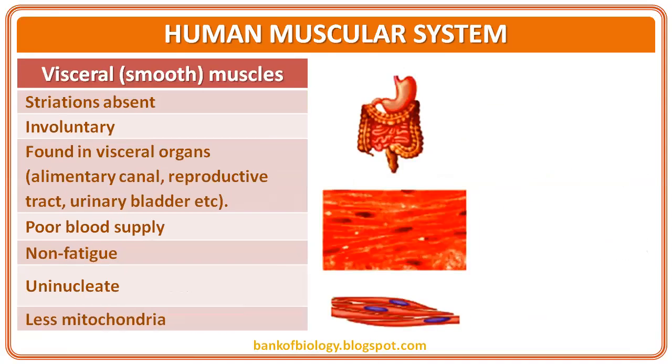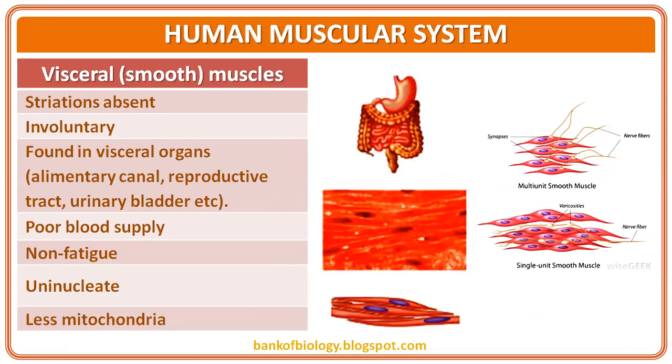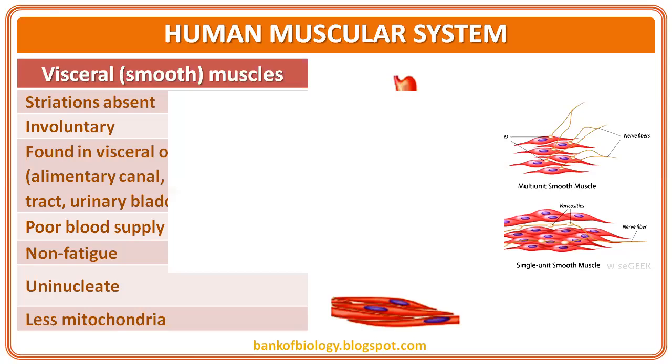When it comes to visceral muscle or smooth muscle, striations are absent here. That means the arrangement of thick and thin filaments is irregular. A regular arrangement makes striations. Here they are irregular, that's why you don't find any striation. Hence we call them smooth muscles. They are involuntary muscles, not in our will or control. They are found in visceral organs like the alimentary canal, reproductive tract, and urinary bladder. They have a poor blood supply, as they don't require much. Their working style is slow, so they are non-fatiguing, and fatigue cannot be expected there. They are in a uninucleate condition, so mitochondria are comparatively fewer than in the earlier one.